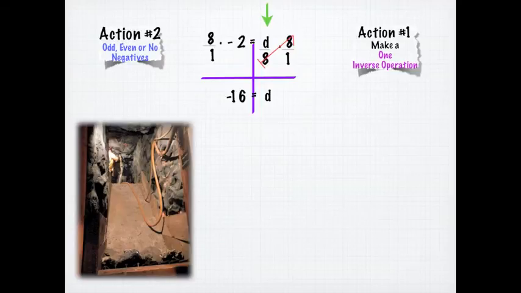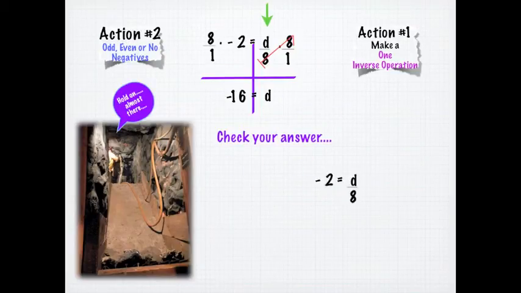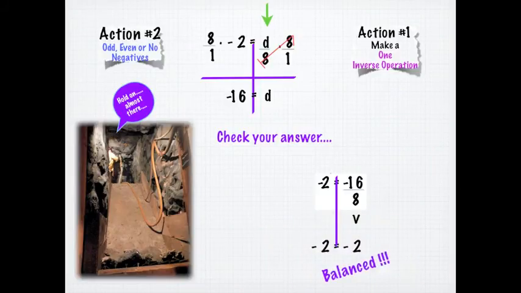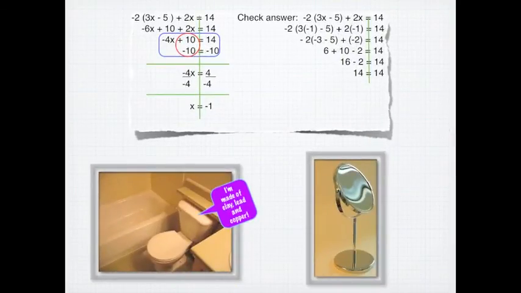Now, let's check our answer. I write the original equation and replace the variable with the solution I found. I use order of operations to see if each side equals each other. Fantastic, the equation is balanced. Remember this problem? Can you see where a 1 was made here? I hope you're getting the hang of this.